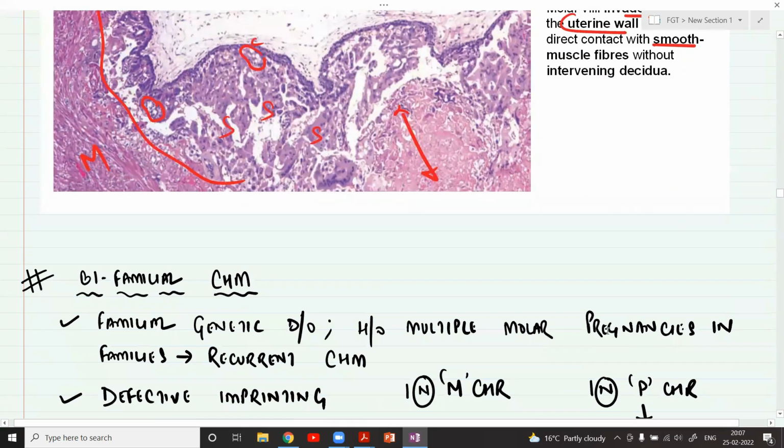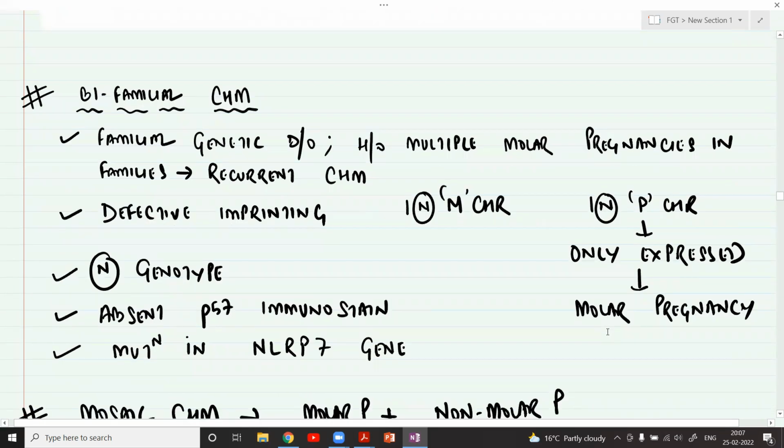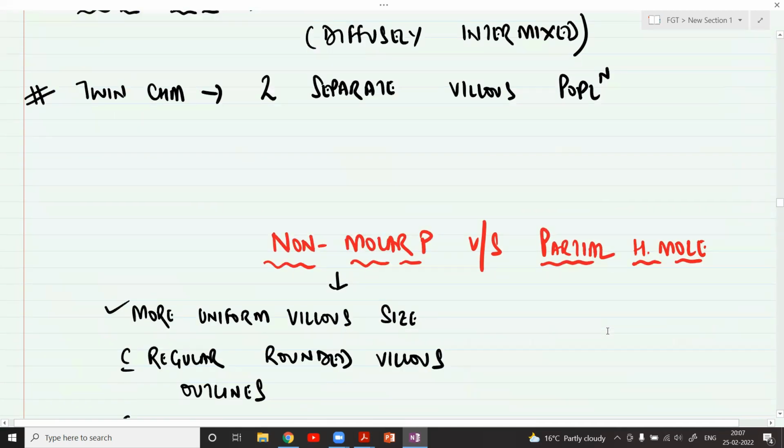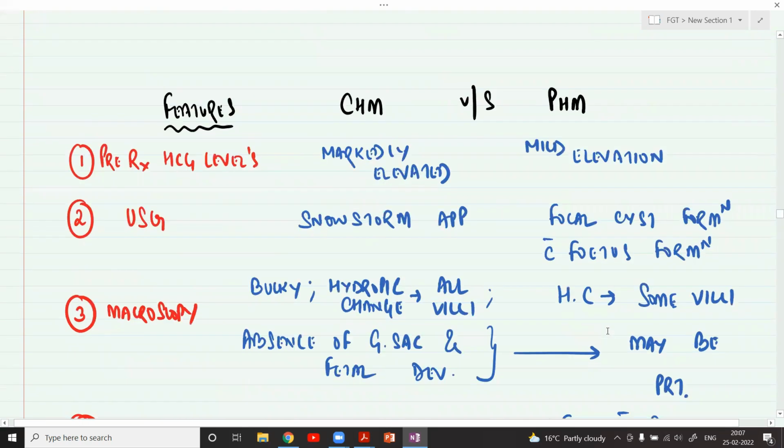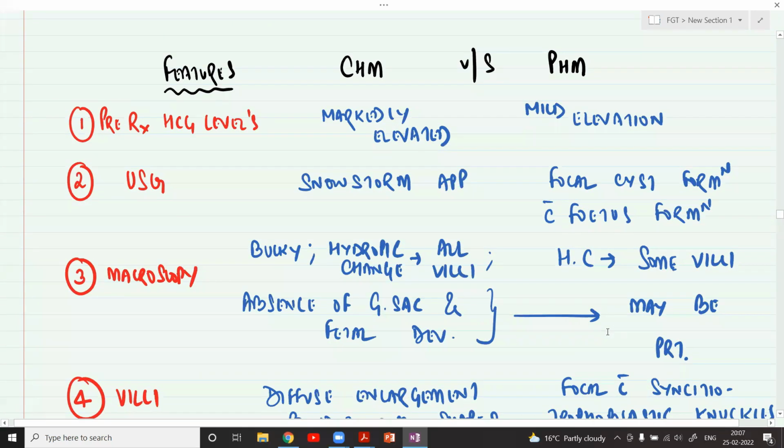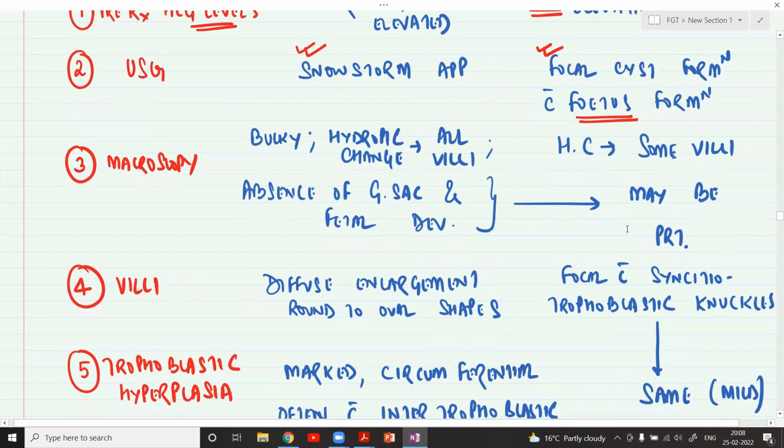Before I come to some other recent advances or the recent different forms of complete mole, I just want to discuss the points of difference between the complete mole and the partial mole. So everyone pay a lot of attention. The beta HCG level is markedly elevated in complete mole, as we discussed, whereas in partial mole the beta HCG level is mildly elevated. Ultrasonography shows a snowstorm appearance in complete mole, but in partial mole there is focal cyst formation and the presence of a fetus can also be appreciated.